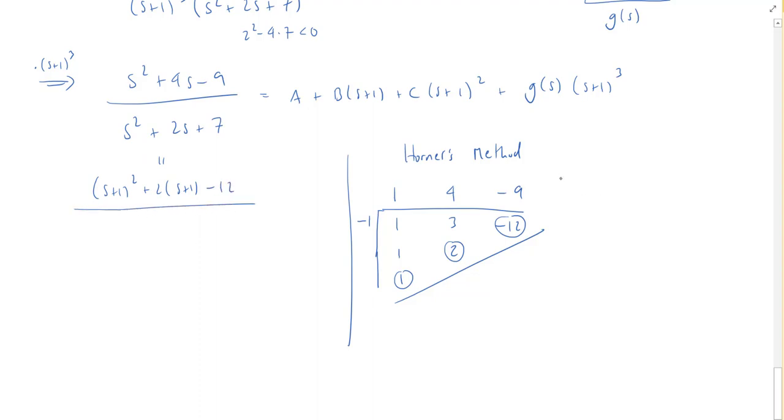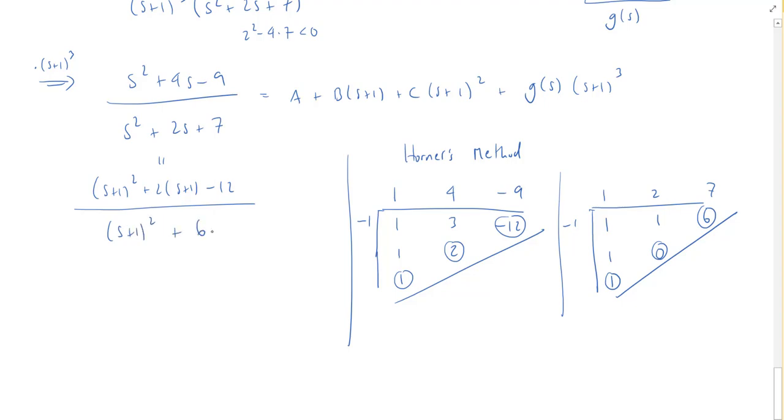All right, now I need the denominator. So there the coefficients are 1, 2, and 7. And again, we're dividing here by negative 1. I'm saying dividing because Horner's method is really extending synthetic division. So let's see here. We got 1, 1, 1. And let's see. Negative 1 times 1 plus 2 is 1. Negative 1 times 1 plus 1 is 0. And then negative 1 times 1 plus 7 is 6. So the denominator becomes (s+1)^2, and then just plus 6.